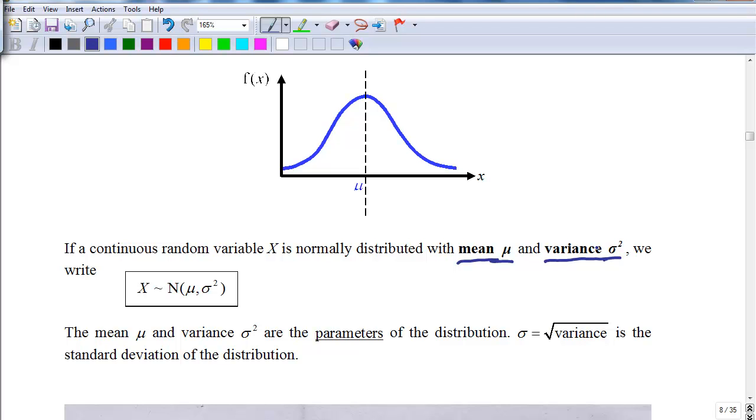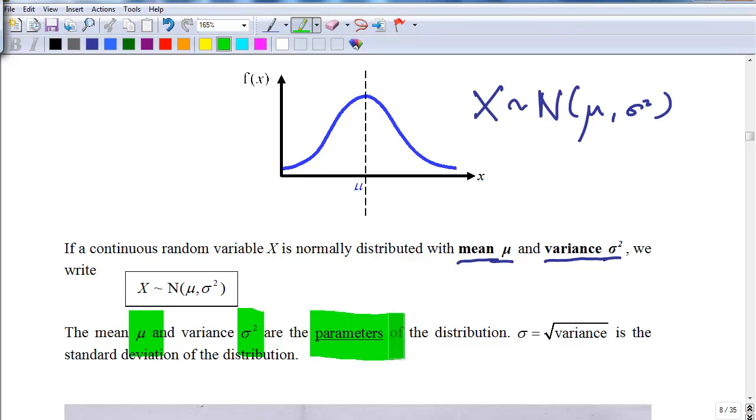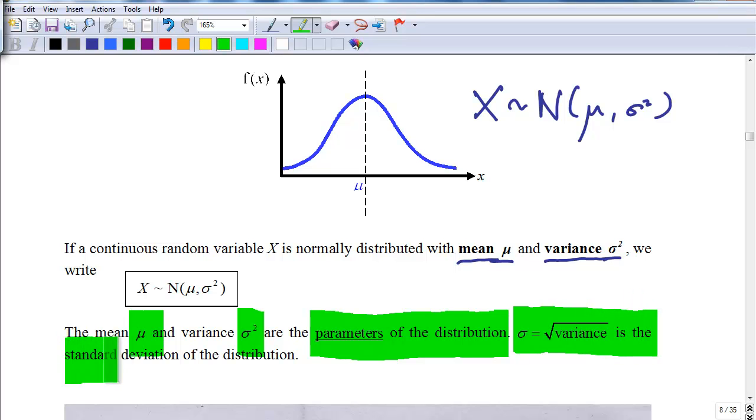So if I want to say x follows a normal distribution, I will write it like this. I will say x follows a normal distribution with the mean mu and the variance sigma square. This is very similar to how we have written our binomial distributions and Poisson distributions previously. Again, the mean mu and the variance sigma square are the parameters of this distribution. Now sigma, which is the square root of the variance, is what we call the standard deviation of the distribution.